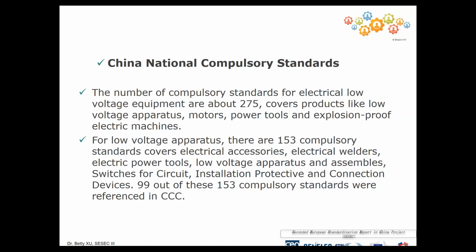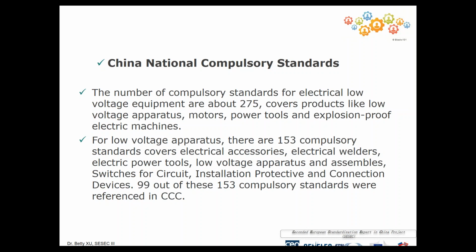Basically, DC voltage below 1,500 volts is regarded in China as low voltage. So the products with voltage less than 1,500 volts need to check the compulsory standards.